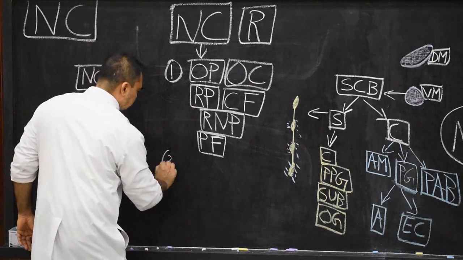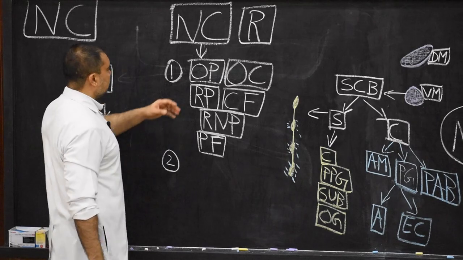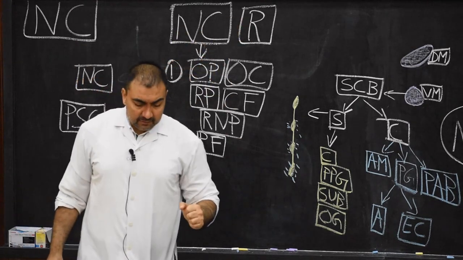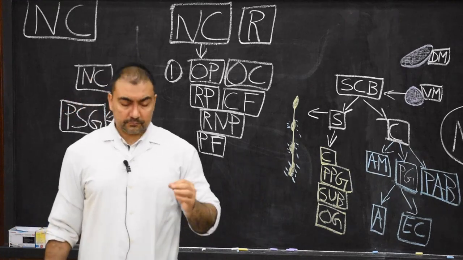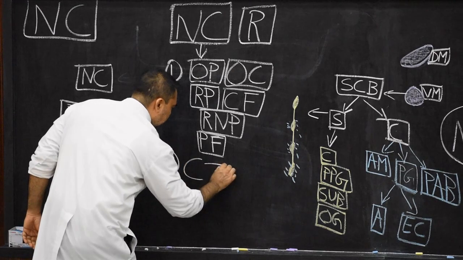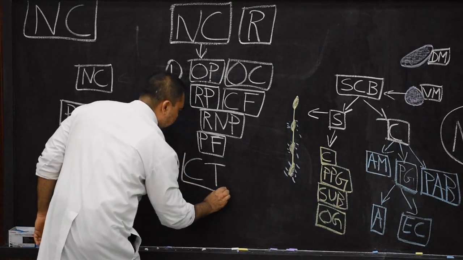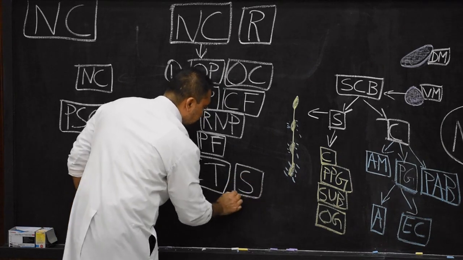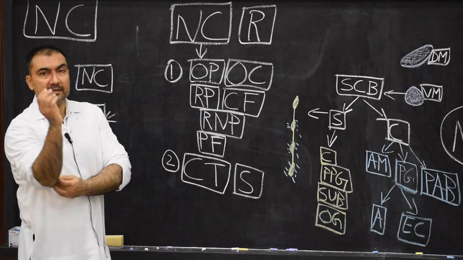In the second set, that is the derivatives of neural crest in the rostral region, we come across the connective tissue component, which will be known as the stroma. The connective tissue component, stroma, of various important organs.